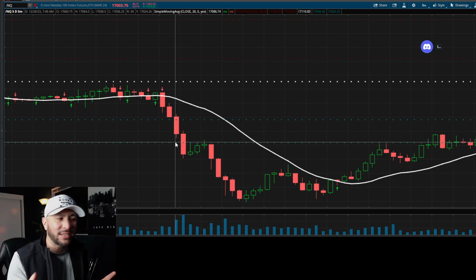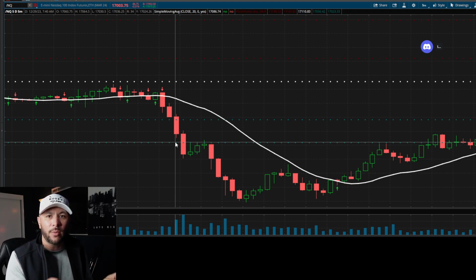I hope this makes sense. I hope you guys are understanding. I want you guys to just go back and backtest. For those of you guys that go back and backtest, look at the pivot points. I want you guys to see what you see.